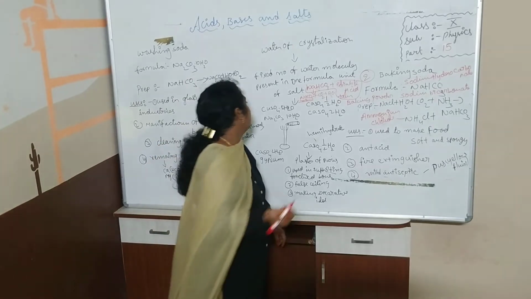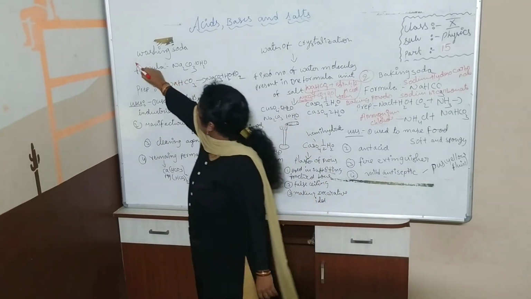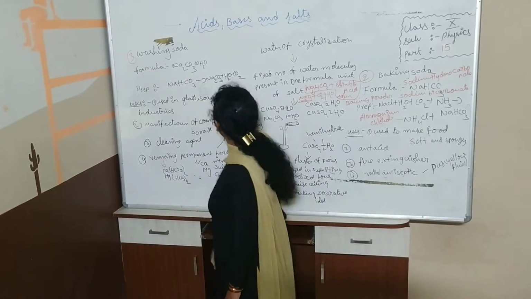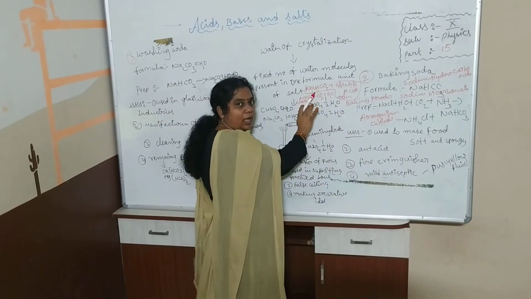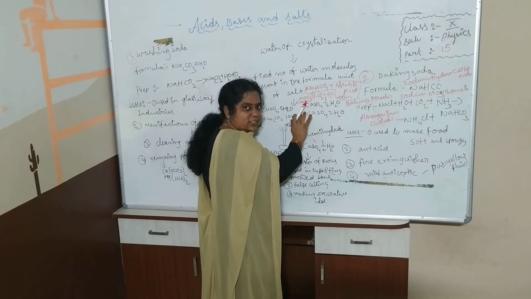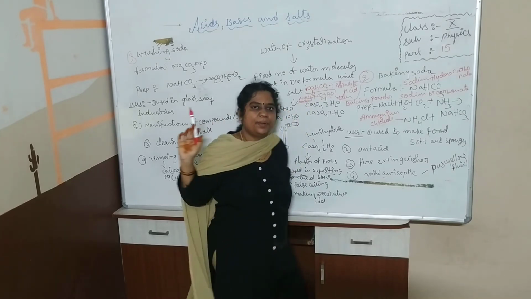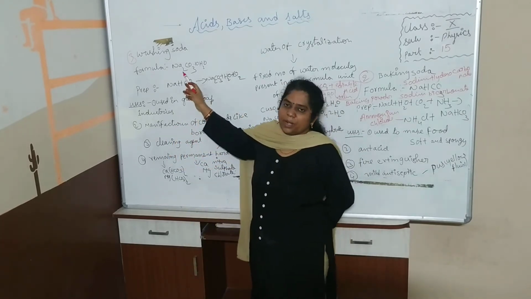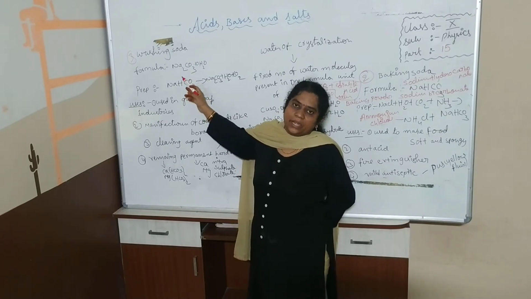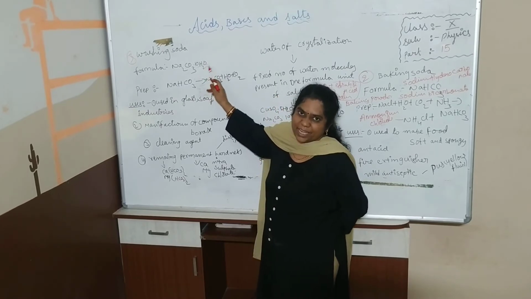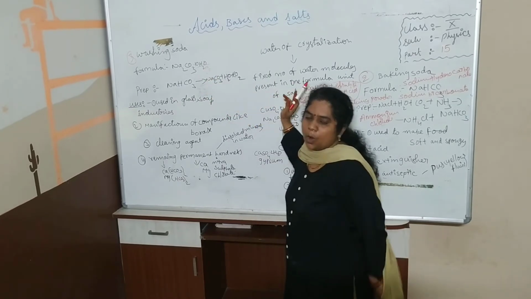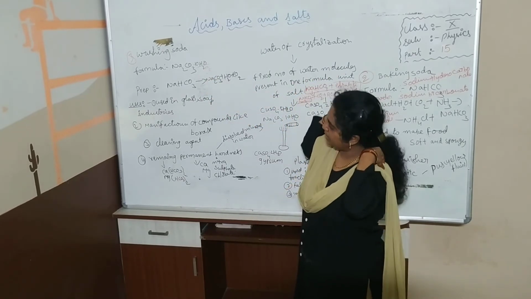Okay, our third salt is, children, washing soda. While explaining baking soda, I told you when the baking soda is heated, you will get washing soda. Did I? That is the preparation here. What is the formula of washing soda? Na2CO3 with 10 water molecules, Na2CO3.10H2O. I will explain about these water molecules in the next step.